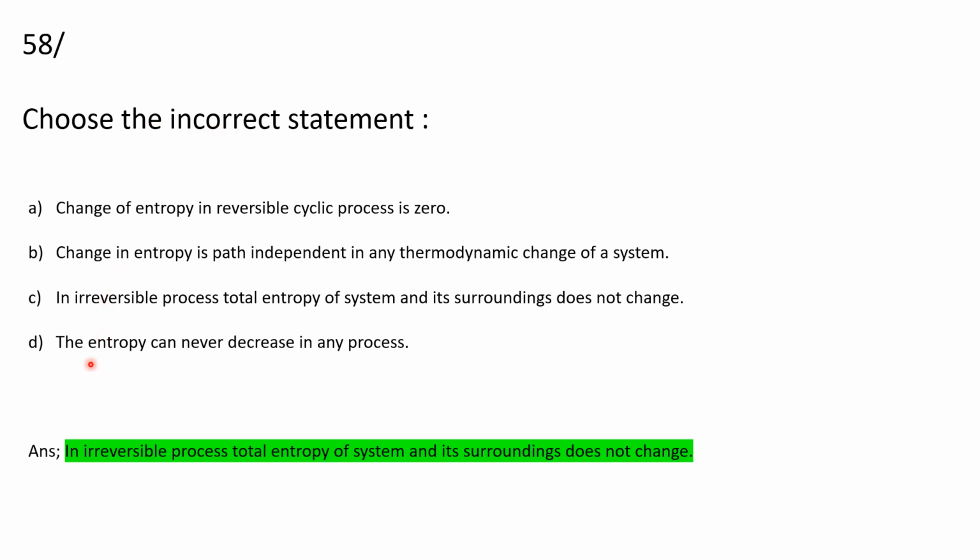And option D says the entropy can never decrease in any process. That we know, entropy always increases. And again we know that entropy is the measurement of disorderness. So here option C, that is the incorrect statement, is the right answer here.